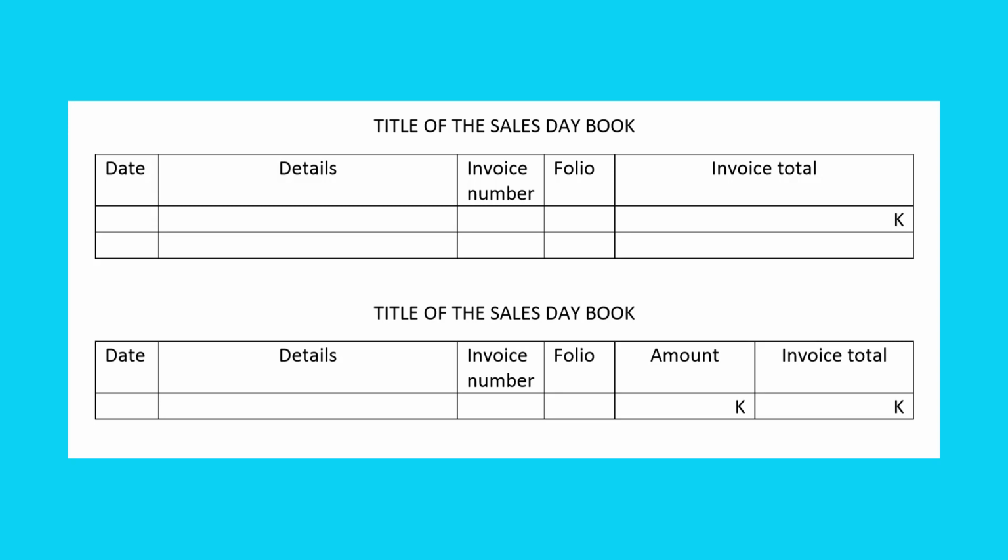Then the invoice number, we can get it from the question. Then the folio shows where that type of transaction has to be recorded in the ledger. In this case, we are looking at the sales daybook, so we are supposed to put the sales ledger, and the invoice total is just the total amount.